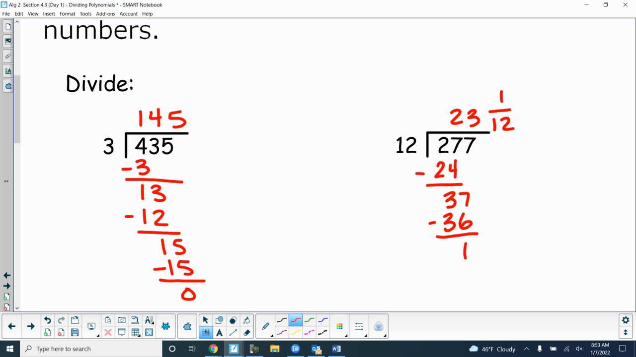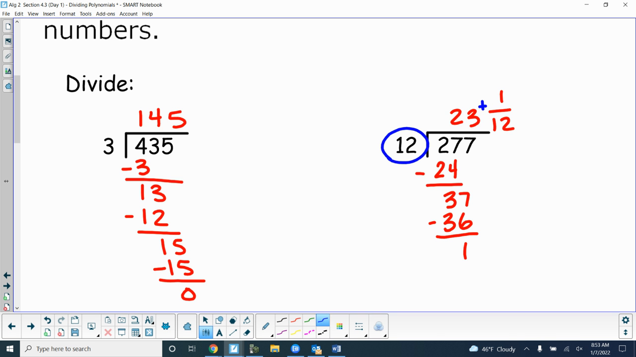like that, right? You might have put an R1, but when we do these polynomials, we're going to put plus or minus, depending on what it is. And then we're going to put whatever it is over whatever we divided by. Okay, the divisor. This is called the dividend, the 277. The 12 is the divisor, and the answer is the quotient.